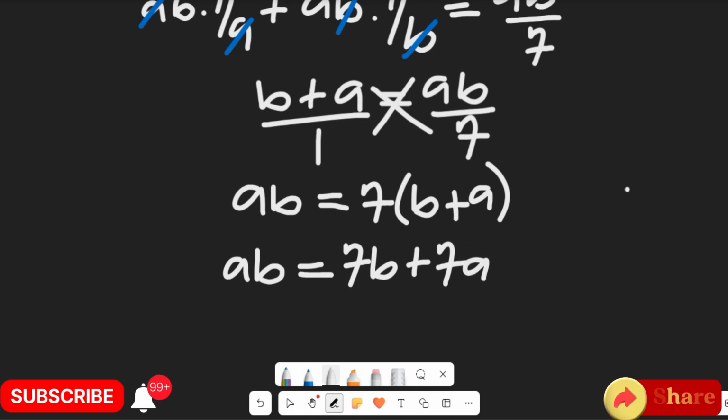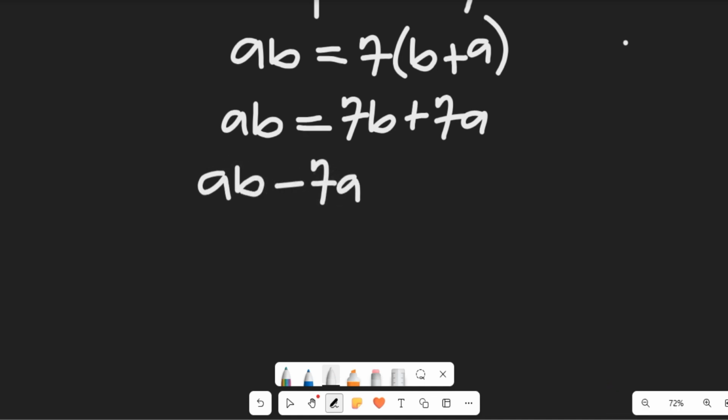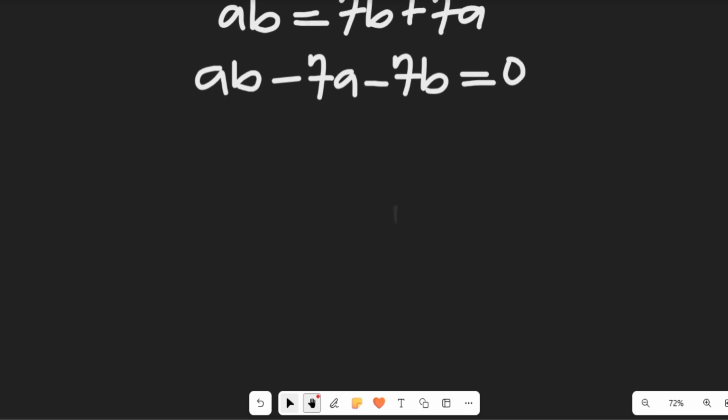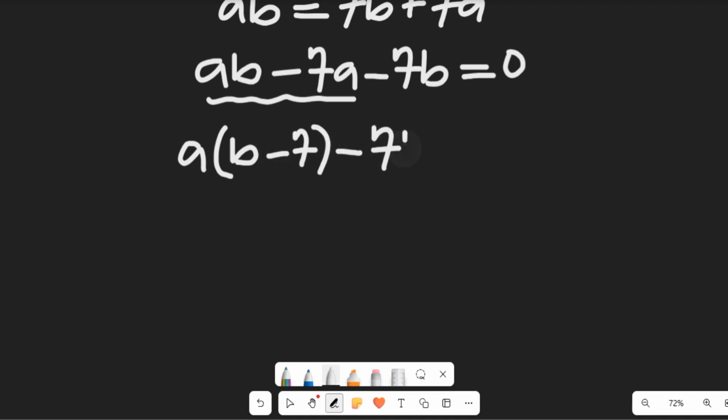So how do we do this? To simplify this further, I'm going to collect all the terms to one side. So I'll have ab minus 7a minus 7b, and this will be equal to 0. So how do I simplify this? I'll simply collect terms among these, and the very good term is a. ab divided by a will give me b minus 7, right? And this will be minus 7b, and all of this will be equal to 0.